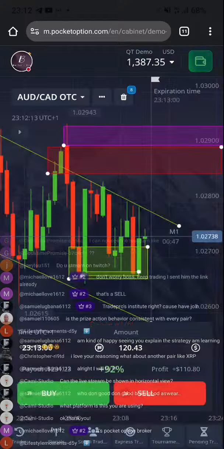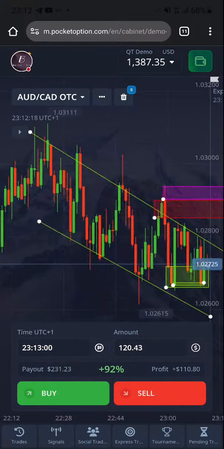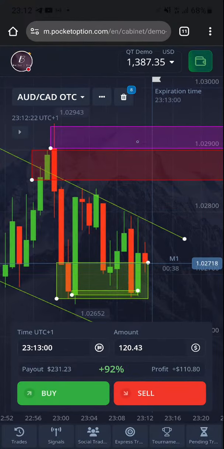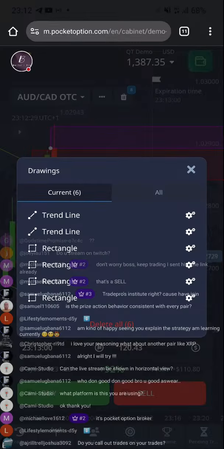Yeah, lifestyle. Thank you. So if price breaks out of this range now, out of this price channel, and comes to this area at the top, we'll take it immediately price enters this range, and we'll expect a push to the downside. It's as simple as that.